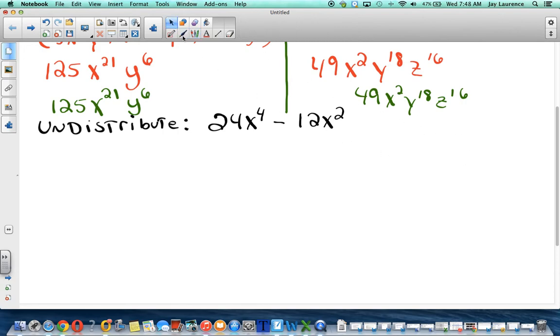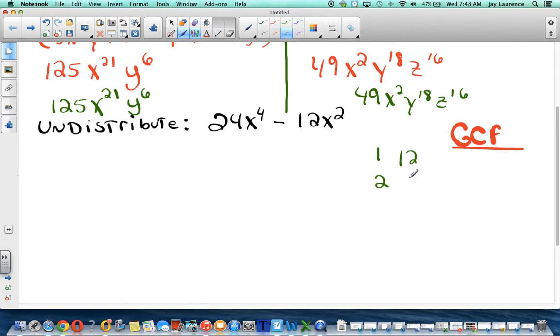The first thing I do is go and find the GCF. I need the GCF of 12 and 24. Well, if I list the factors of 12, I get 1 and 12, 2 and 6, and then 3 and 4. Now I ask myself, does 12 go into 24 evenly? It sure does. 12 is a part of my GCF.